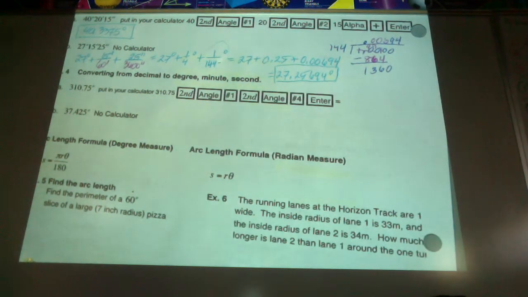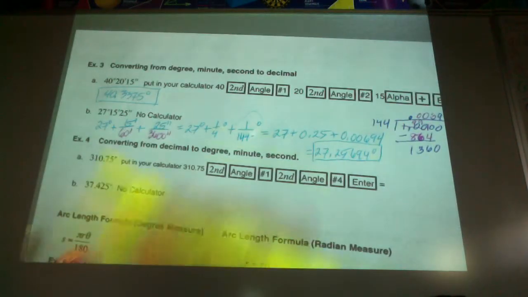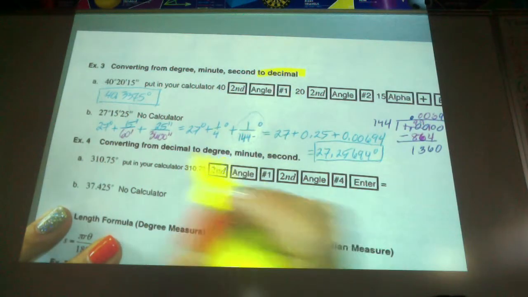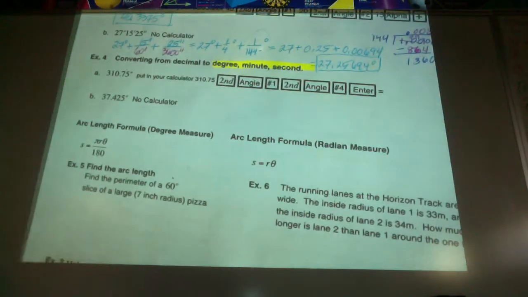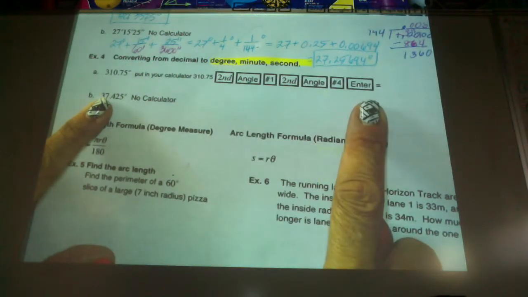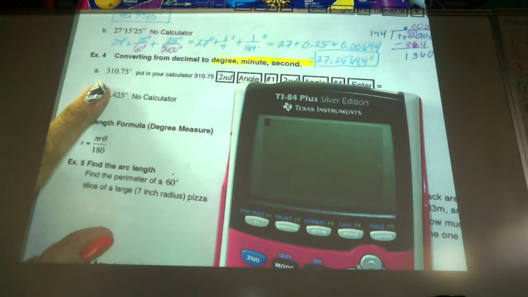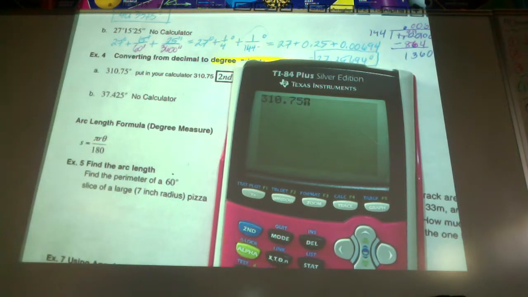All right, so then last thing that we're going to do is convert. Here we were converting to the decimal. Here we're going to convert to the degree minute seconds. So our calculator is quite simple. Here are your directions for your calculator. You're going to put the 310.75 in. You have to put it in as degrees. I have to select degrees, so go to second apps and select degrees.